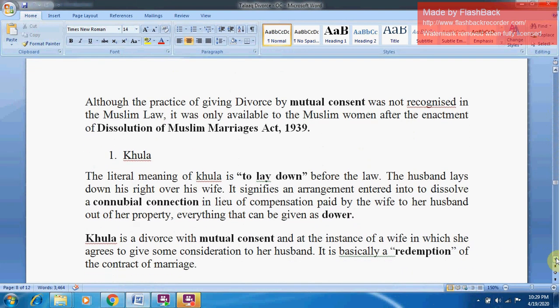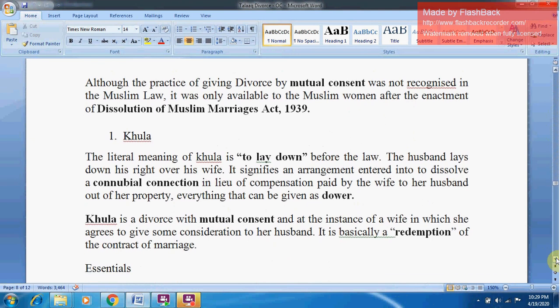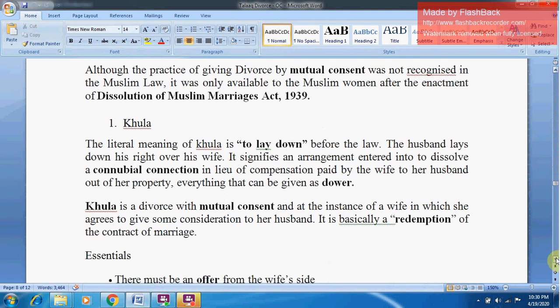Number one, khula. The literal meaning of khula is to lay down before the law. The husband lays down his right over his wife. It signifies an arrangement entered into to dissolve the connubial connections in lieu of compensation paid by the wife to her husband out of her property, which is everything that can be given as a dower. Khula is a divorce with mutual consent at the instance of the wife in which she agrees to give some consideration to her husband. It is basically a redemption of the contract of marriage.